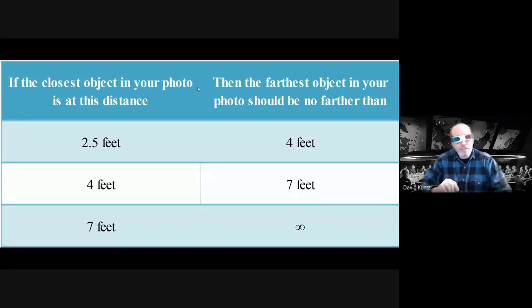If your closest object in the photo is 2.5 feet from you, then don't have anything in the photo that's farther than 4 feet. If your closest object is 4 feet, then don't have anything farther than 7 feet. And if you have infinity, like the sky or something very, very far away, a mountain in your photo, don't place anything closer than 7 feet in your composition. So please memorize these numbers. They will be on the test.